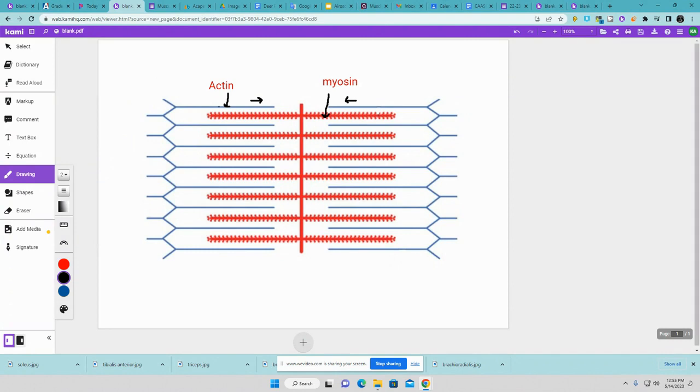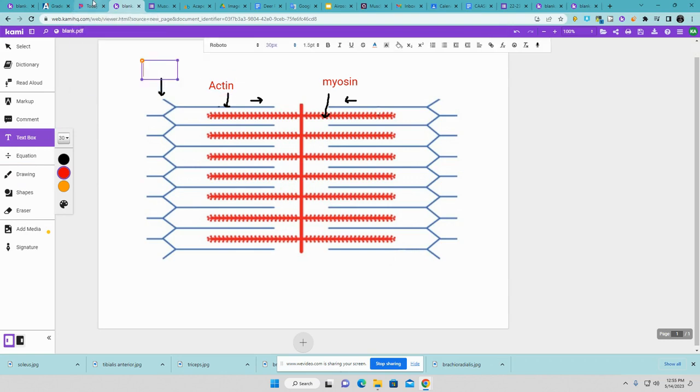You can see right here, this is where the thin filaments, the actin, are anchored to these different protein strands, and that's called the Z line. So the actin from one sarcomere is anchored to the actin of the next sarcomere. That's called the Z line.